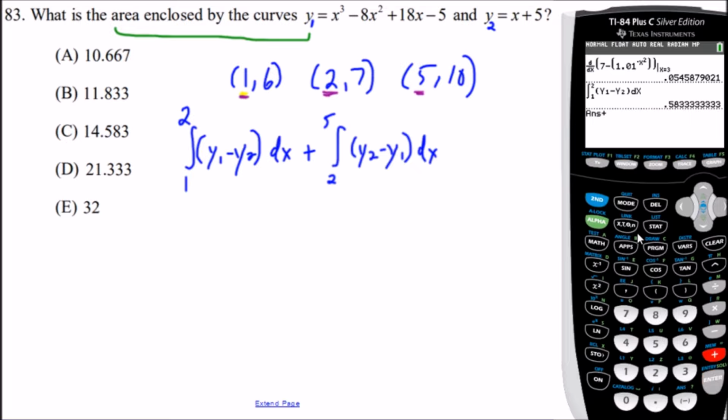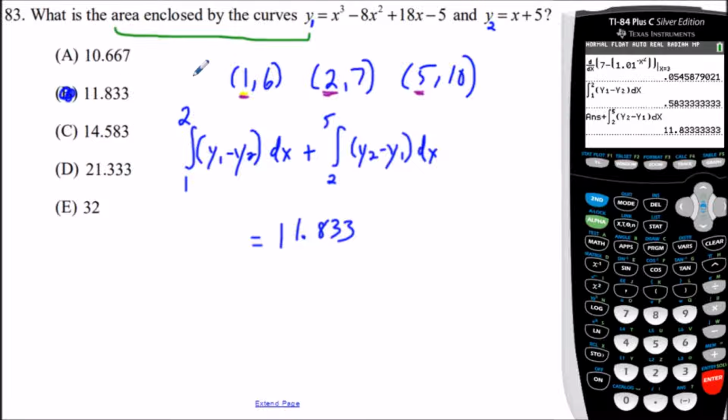So then I'm going to add that to the second integral, which is MATH 9 from x equals 2 to x equals 5. But this time around, we have y2 minus y1. So when we add all of this together, the sum of those two is going to be 11.833, which corresponds to choice B.